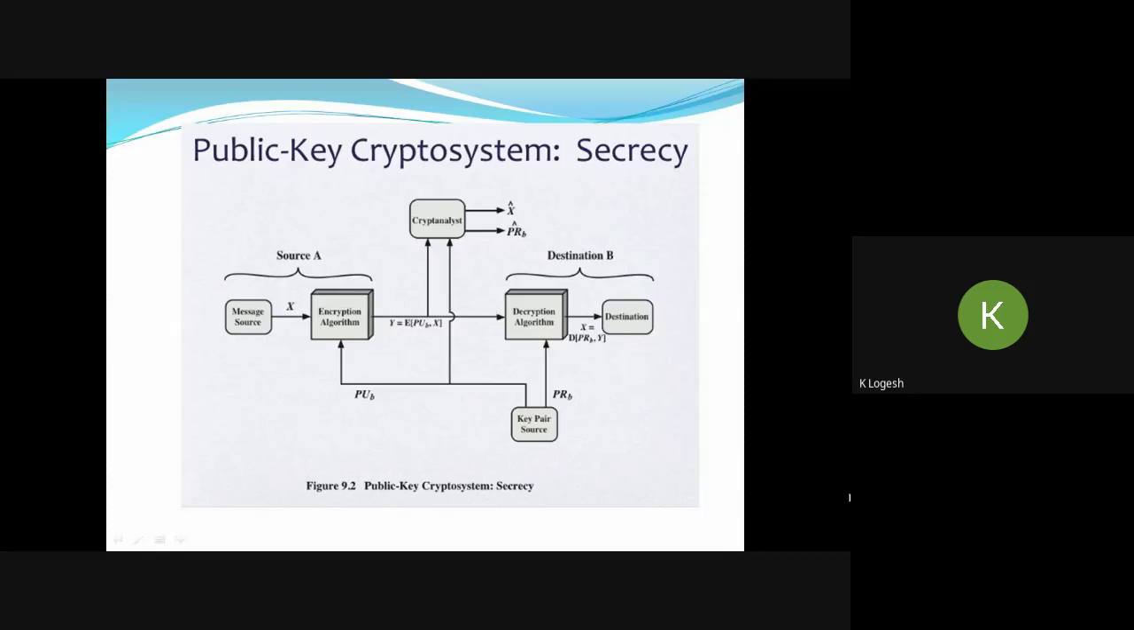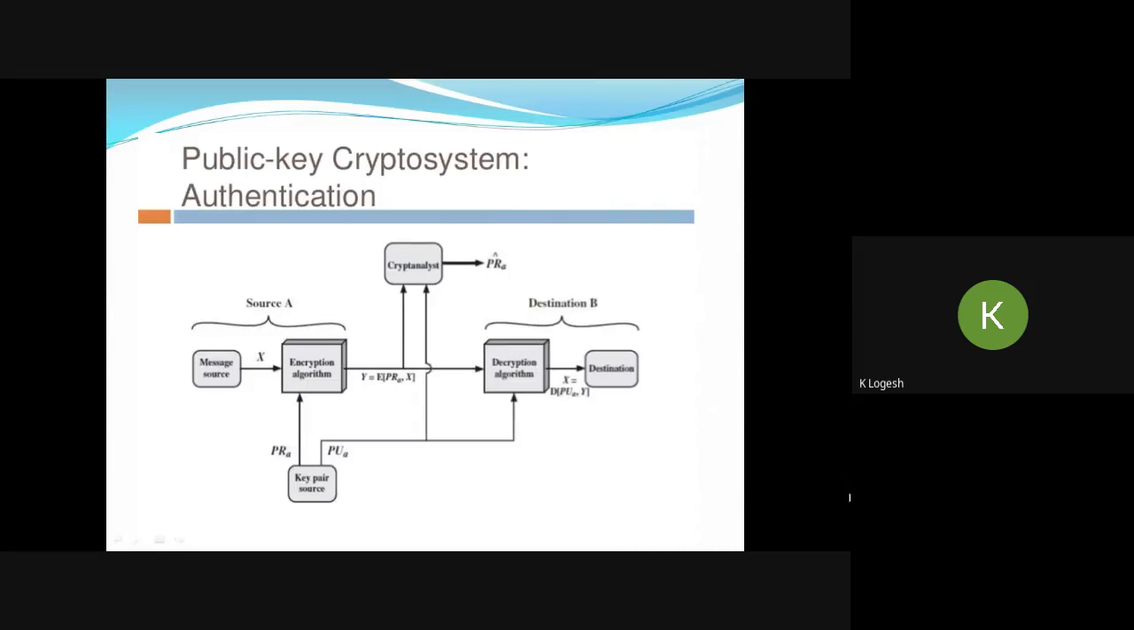Another use of the public key crypto system is authentication. From the authentication point of view, again X is the message. Mr. A is the sender and B is the receiver. A will encrypt the message X using his own private key, meaning A's private key. So the equation is Y equals E of PR of A, A's private key, and X. So you can create Y.